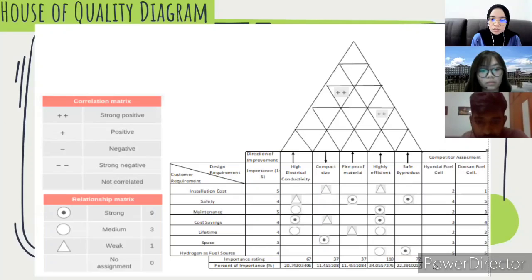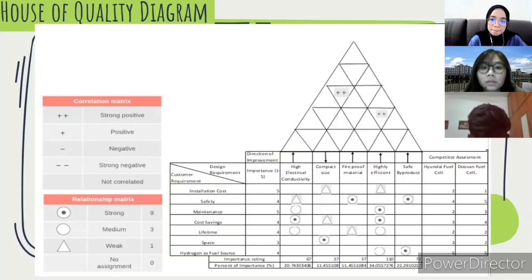So the percent importance based on the house of quality diagram is, for the first part 20%, the second part 11%, the third is also 11%, the highly efficient one is 34%, and the safe byproduct is 22%.